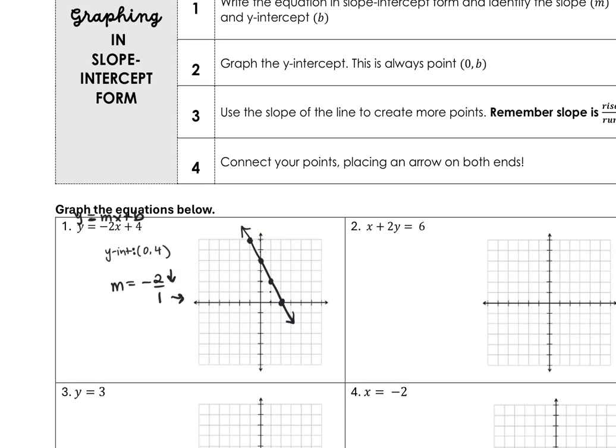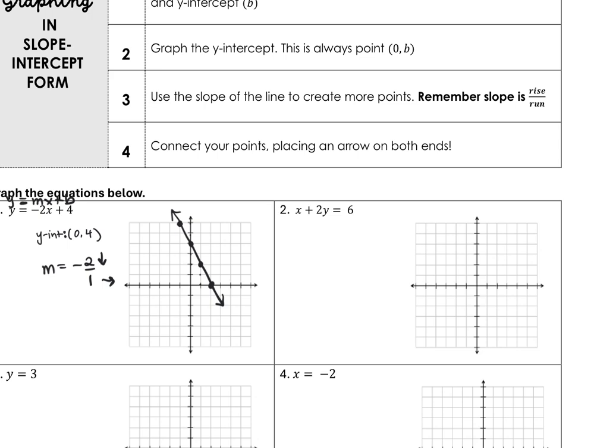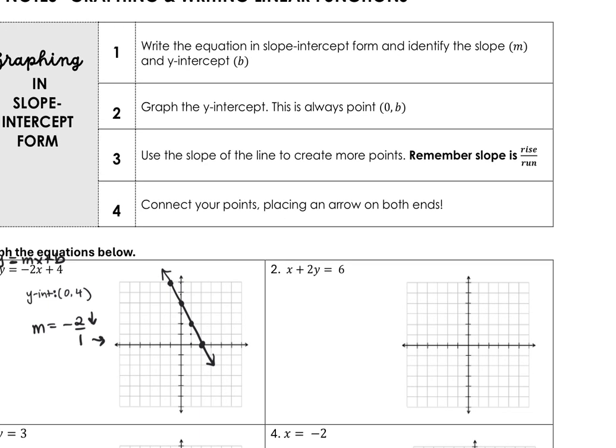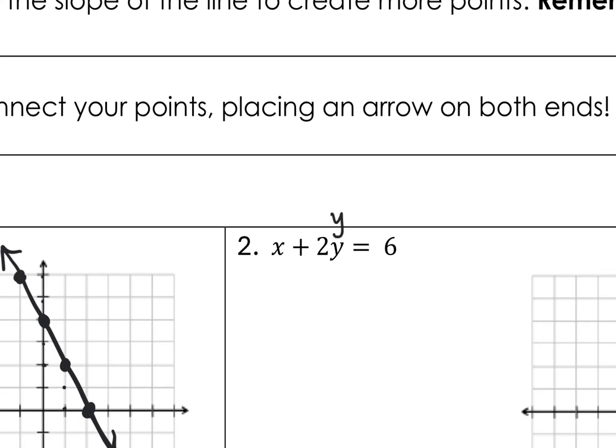All right, so moving into number 2, we have x plus 2y equals 6. Now this is not written in y equals mx plus b. So before we even start graphing this line, we need to rearrange it so that it is written in y equals mx plus b form. That way we can start at the y-intercept and then use our slope to make more points.